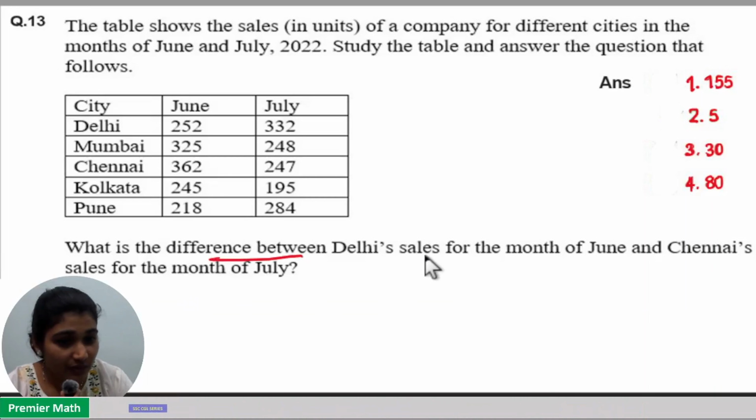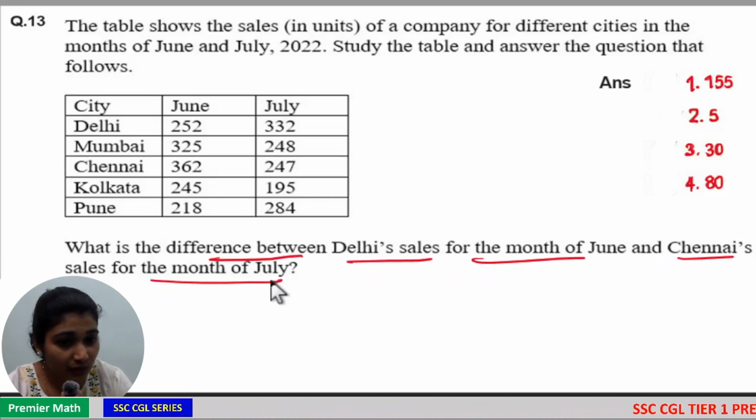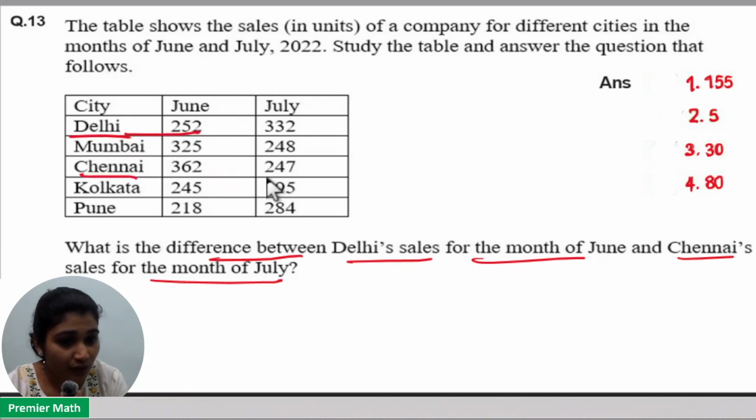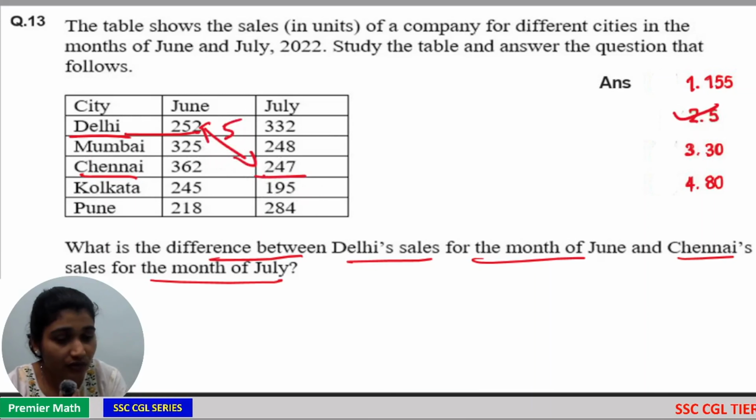What's the difference between Delhi sale for the month of June and Chennai sale for the month of July? Delhi's sales for the month of June and Chennai's sales for the month of July. So difference between 252 and 247 is equal to 5. Option 2 is our answer.